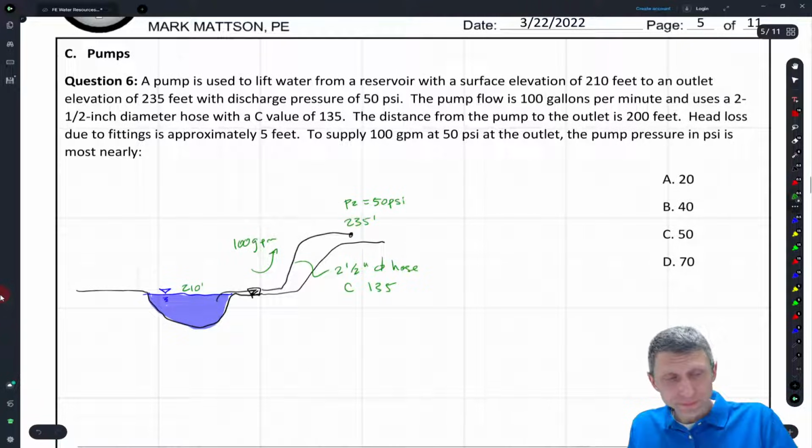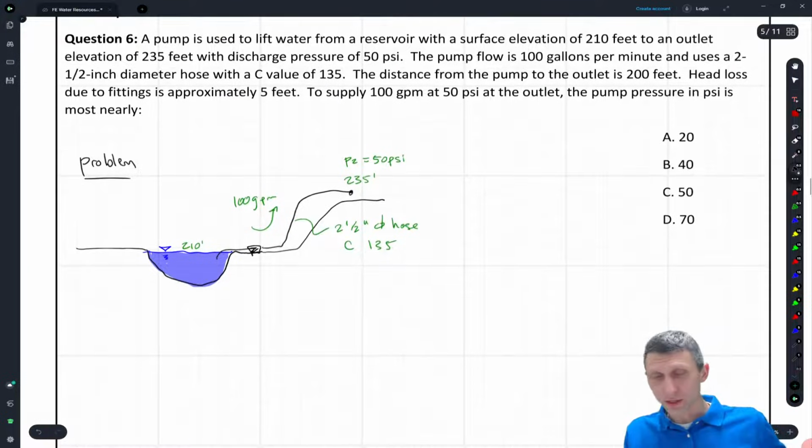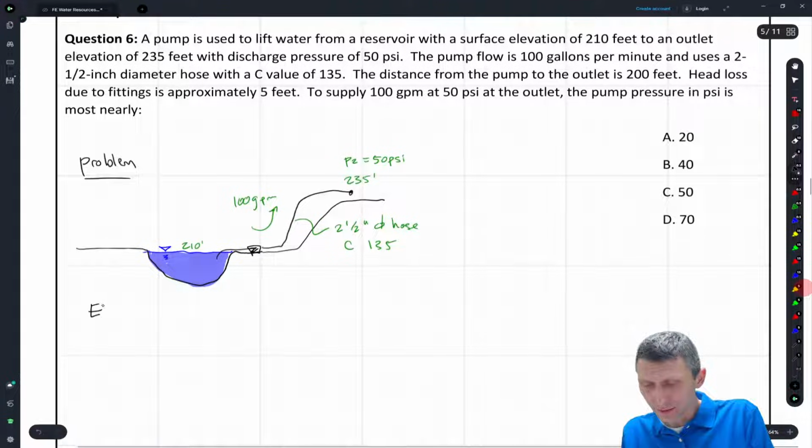So if this is our problem, we're going to use the energy equation here to solve it. The energy equation, I'll write it here.